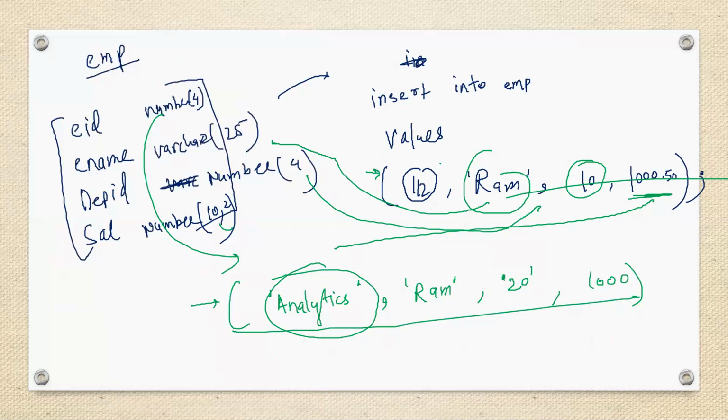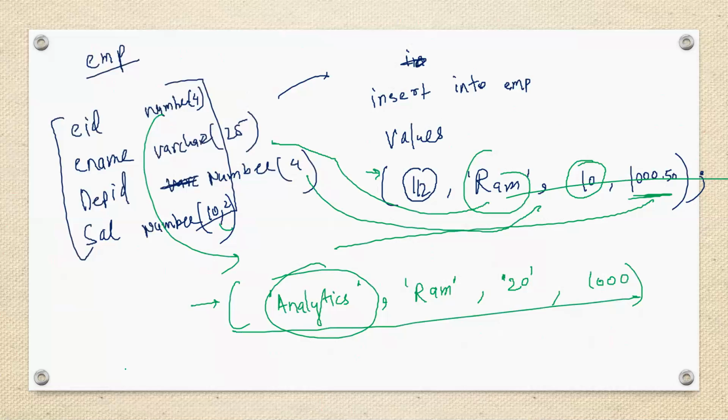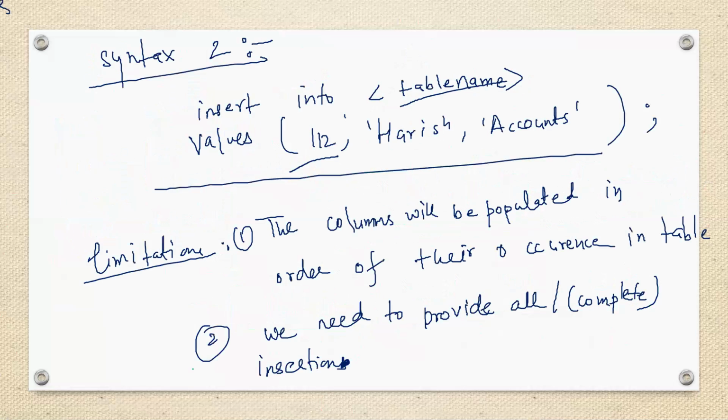When we are writing these statements, we need to take care of the data types of the values that we are providing. This first value is not a number and is of course more than 4 characters. So in the first place, it is not eligible to be populated in employee ID. That is the limitation number 3.